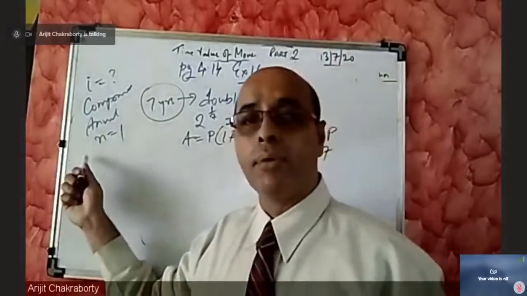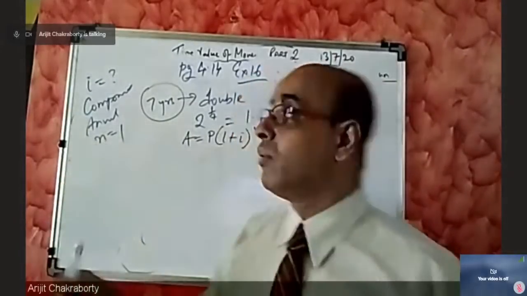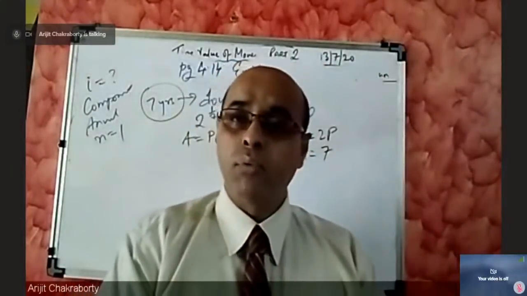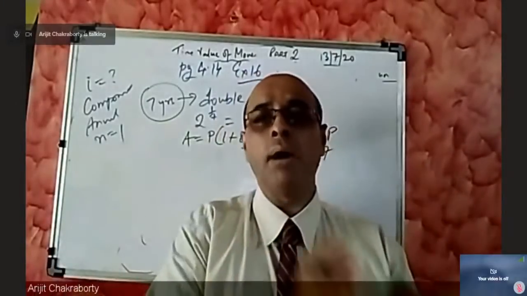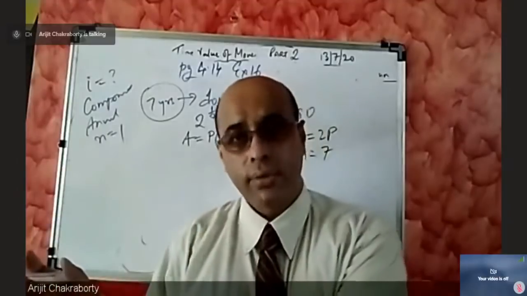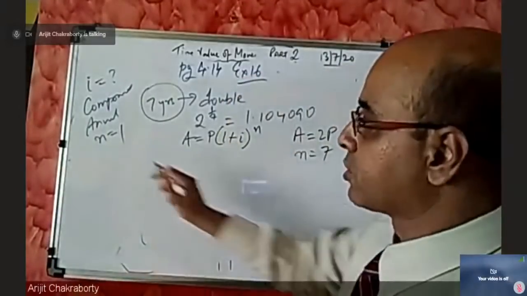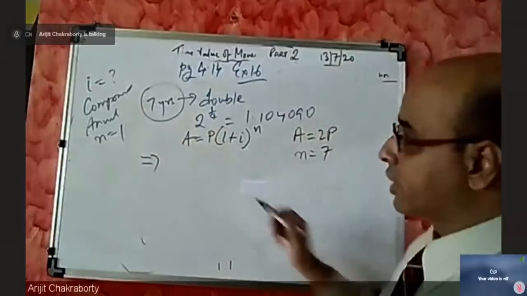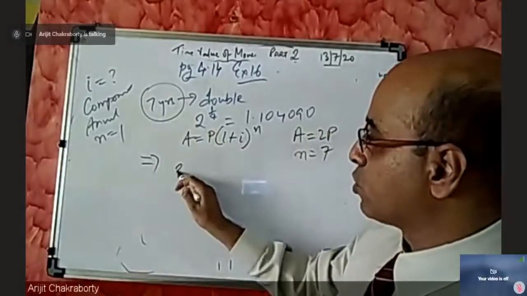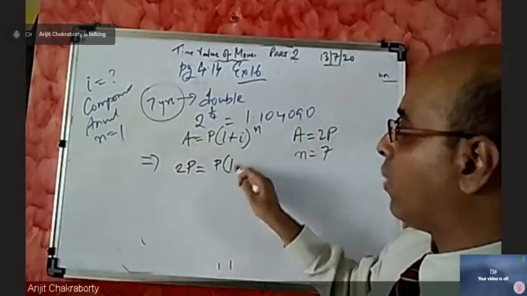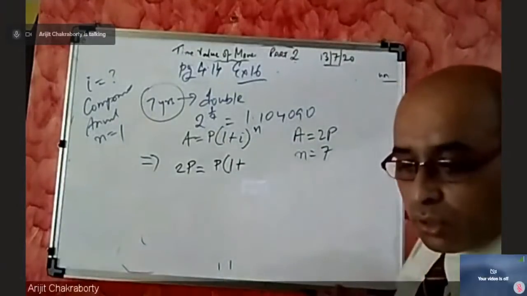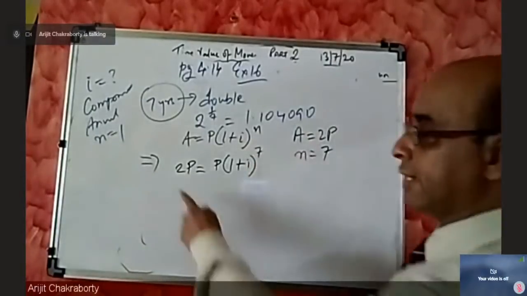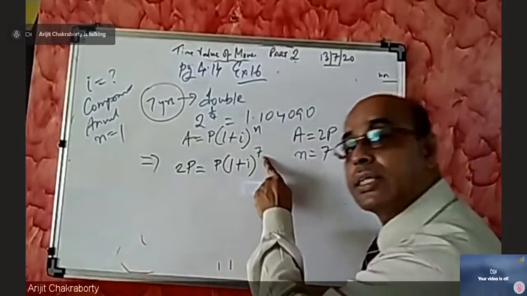It was a case of annual compounding, so I had written n equal to 1, but now it is 7 years, so it will be compounded 7 times. Every year it is compounded once. I have 7 years, so it will be compounded 7 times in these 7 years. Right? So n becomes 7. So what happens to the equation? This question is very, very important for exam. A is 2P, so I write 2P is equal to P into 1 plus I to the power 7. I we don't know, but we know n is equal to 7.